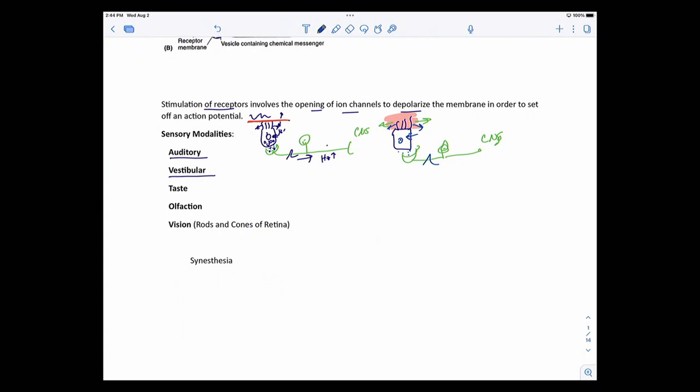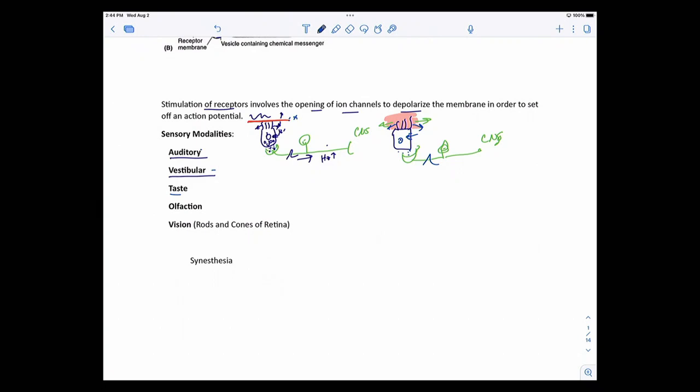So the theme is the same in terms of hair cells. One is responding to deflection of a membrane. Over here, that's going to be your auditory. The other is going to be deflection of these hair cells because fluid is moving because your head is moving. So that's basically auditory and vestibular.